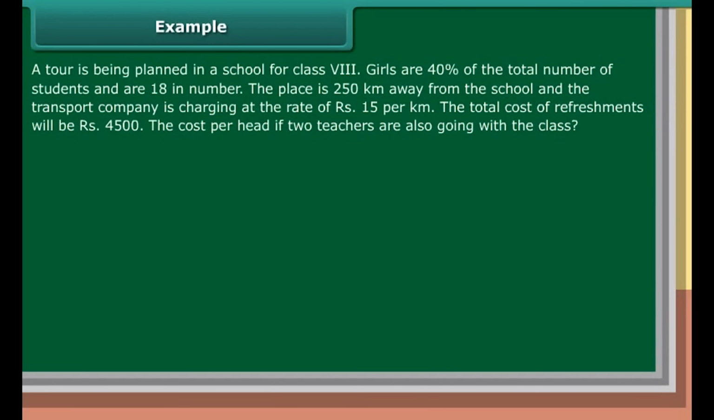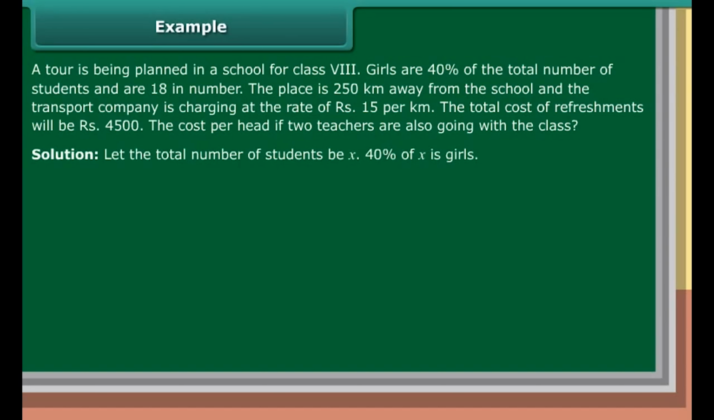Example. A tour is being planned in a school for Class 8. Girls are 40% of the total number of students and are 18 in number. The place is 250 km away from the school and the transport company is charging at the rate of ₹15 per kilometer. The total cost of the refreshments will be ₹4,500. Find the cost per head if 2 teachers are also going with the class.